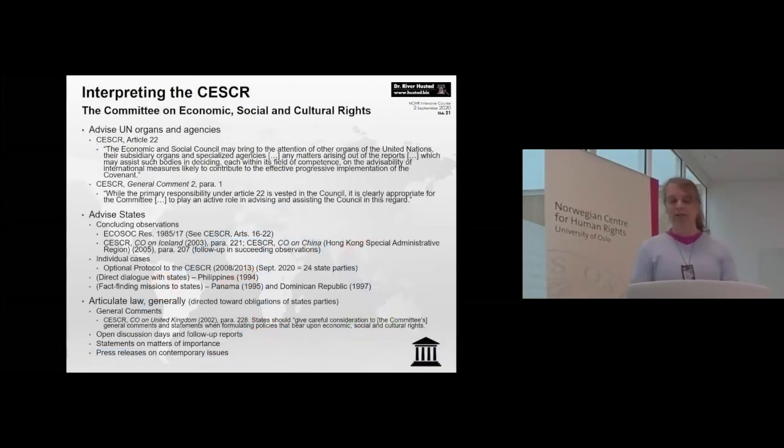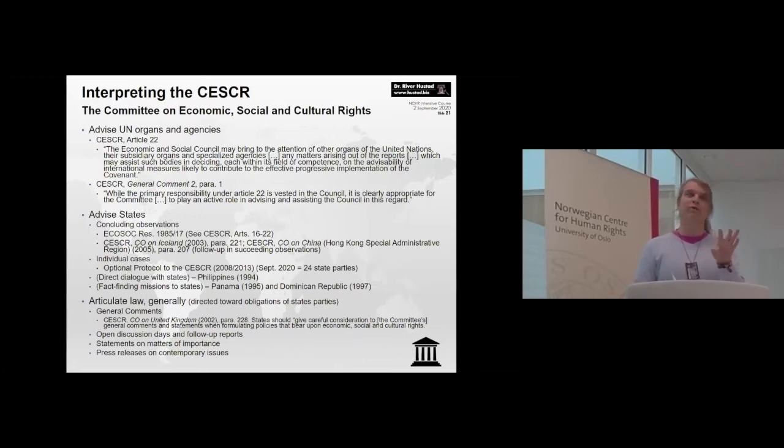And I'm mentioning it a lot, we'll get into this more tomorrow when we talk about UN mechanisms, but in case you're not familiar with it, I thought I'd just mention who is interpreting when I'm referring to the Committee on Economic, Social, and Cultural Rights. That's the committee attached to the Covenant on Economic, Social, and Cultural Rights. And their mandate includes advising the UN and the agencies, advising states through concluding observations, through cases to those 24 states that have agreed to allow cases, dialogue with states, fact-finding missions, general comments.